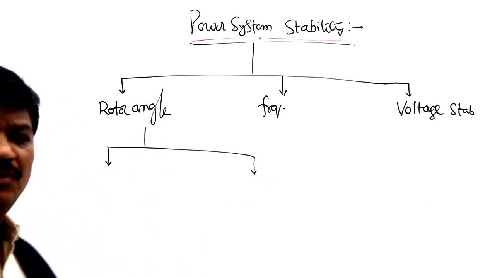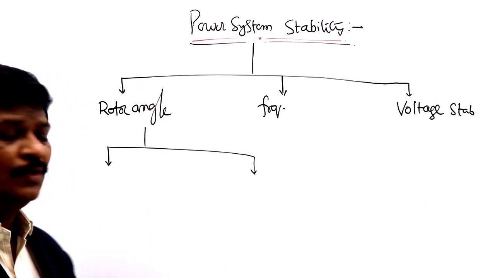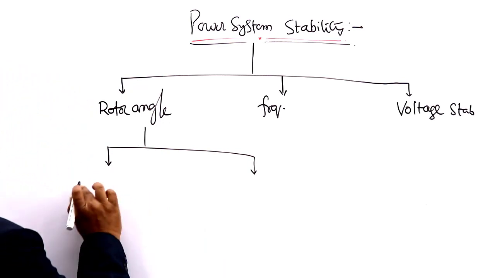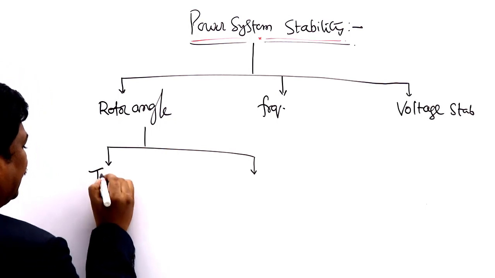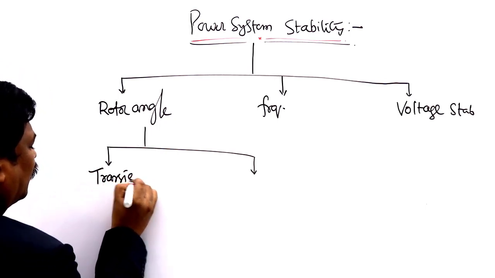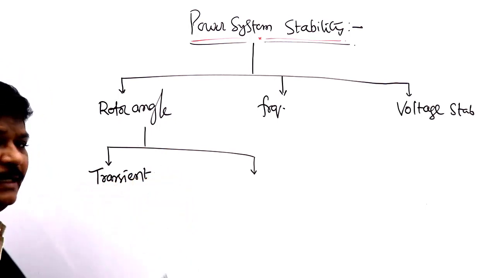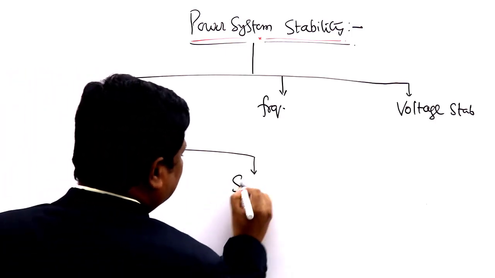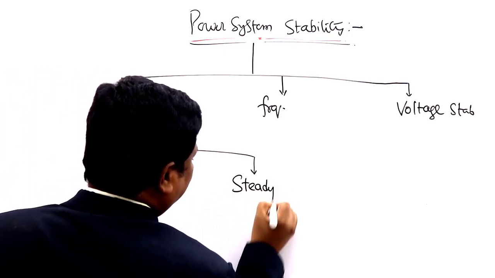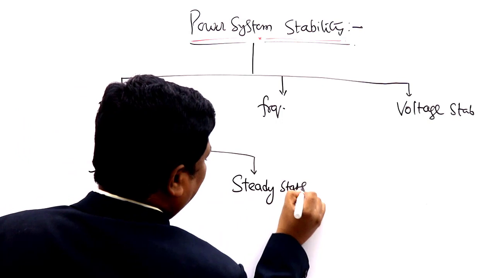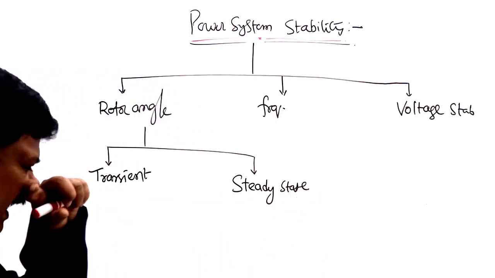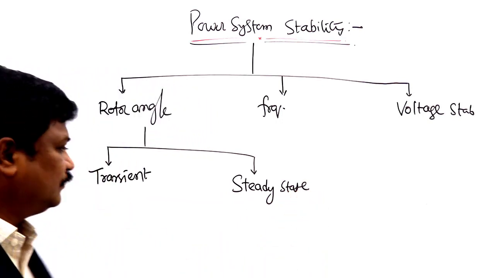Two types of rotor angle stability. One is transient stability. What is that? Transient stability. The other one is steady state stability. These are the two categories we mainly have.